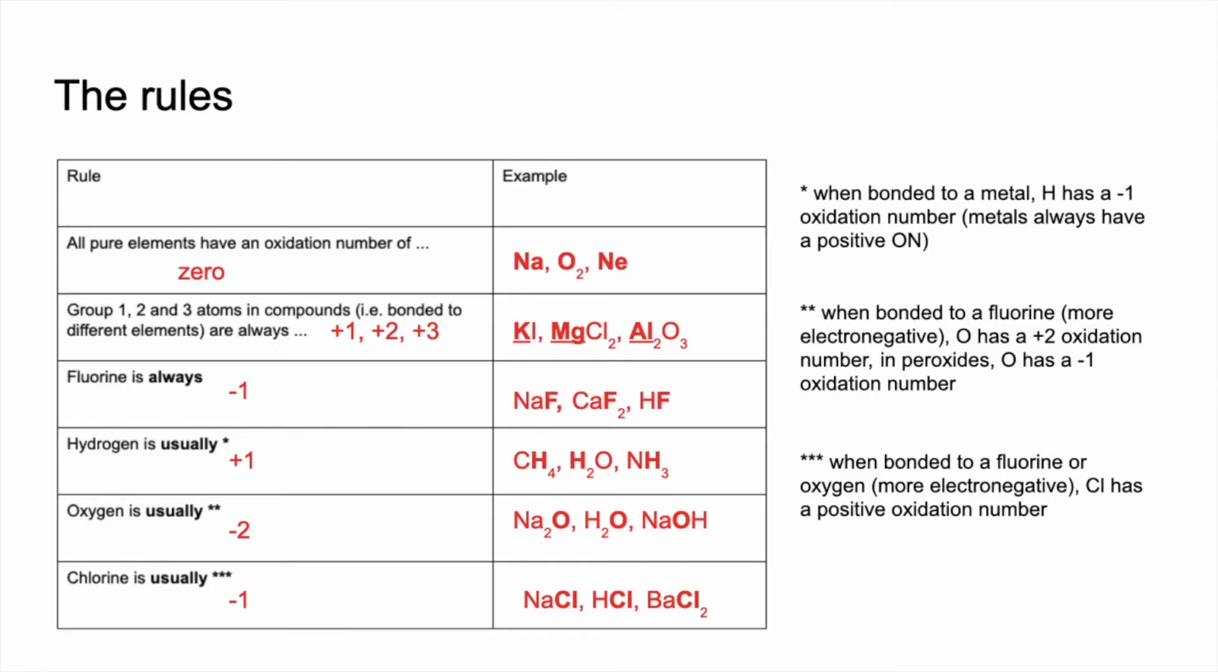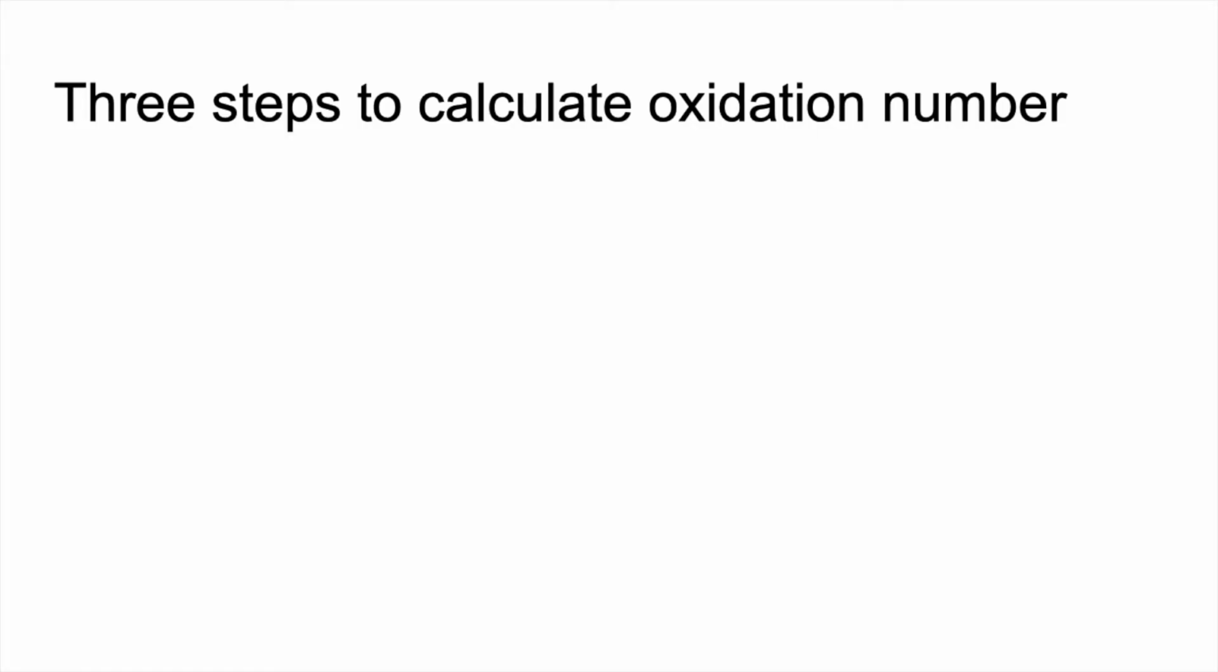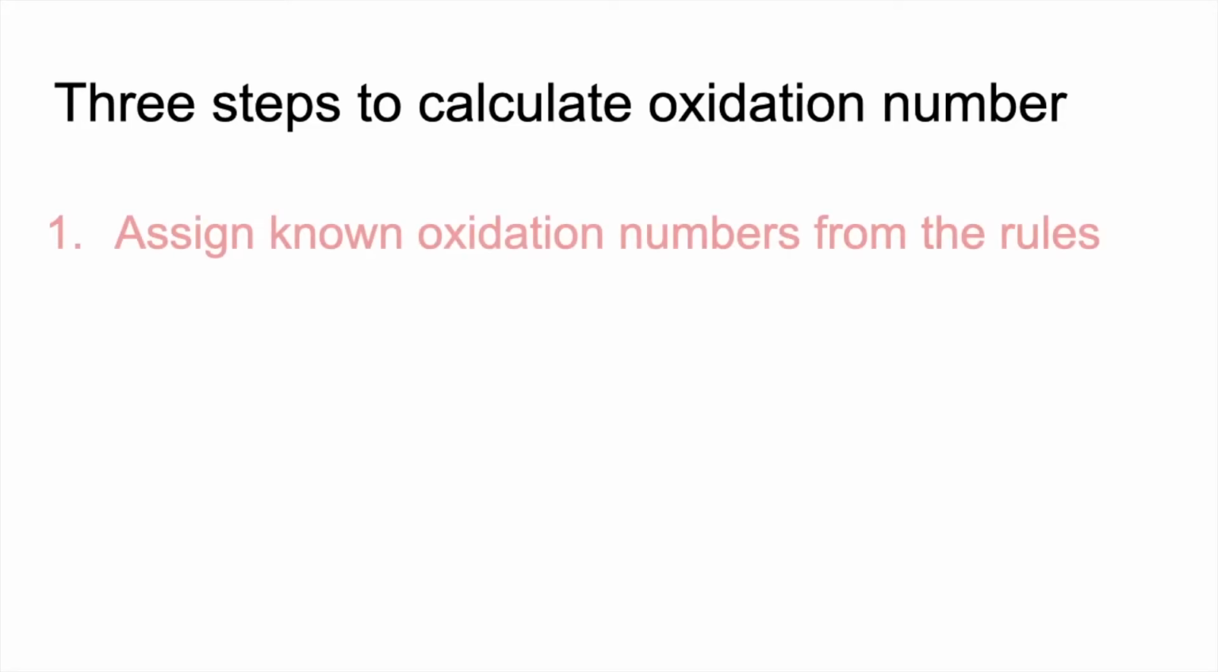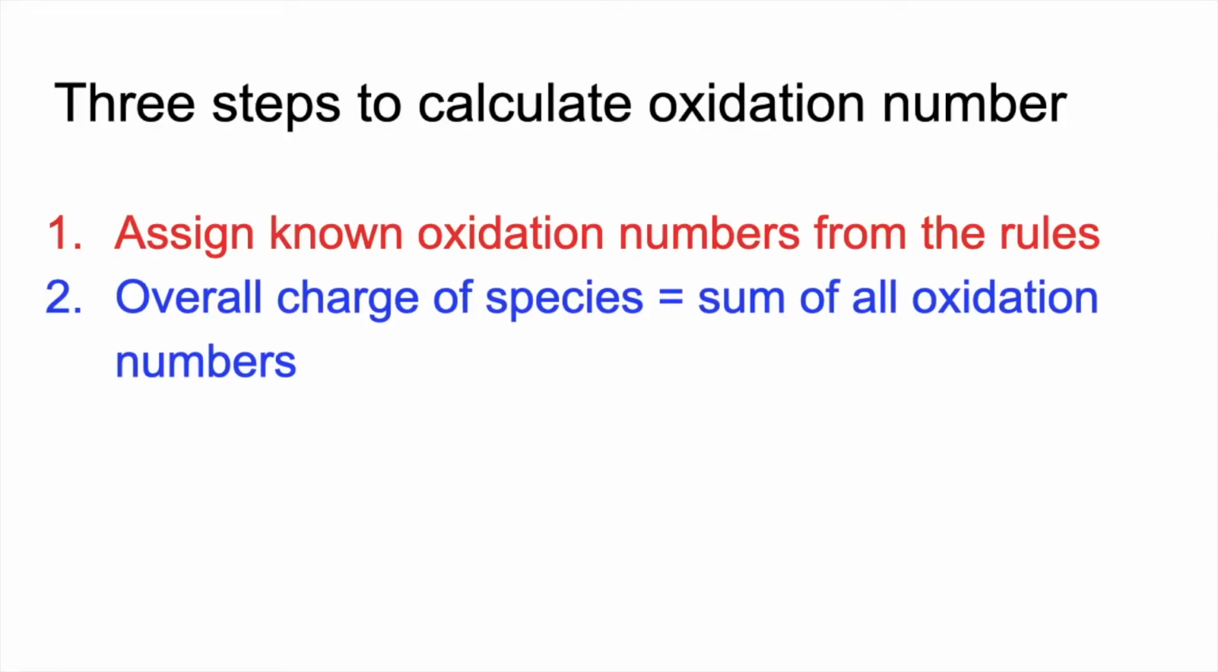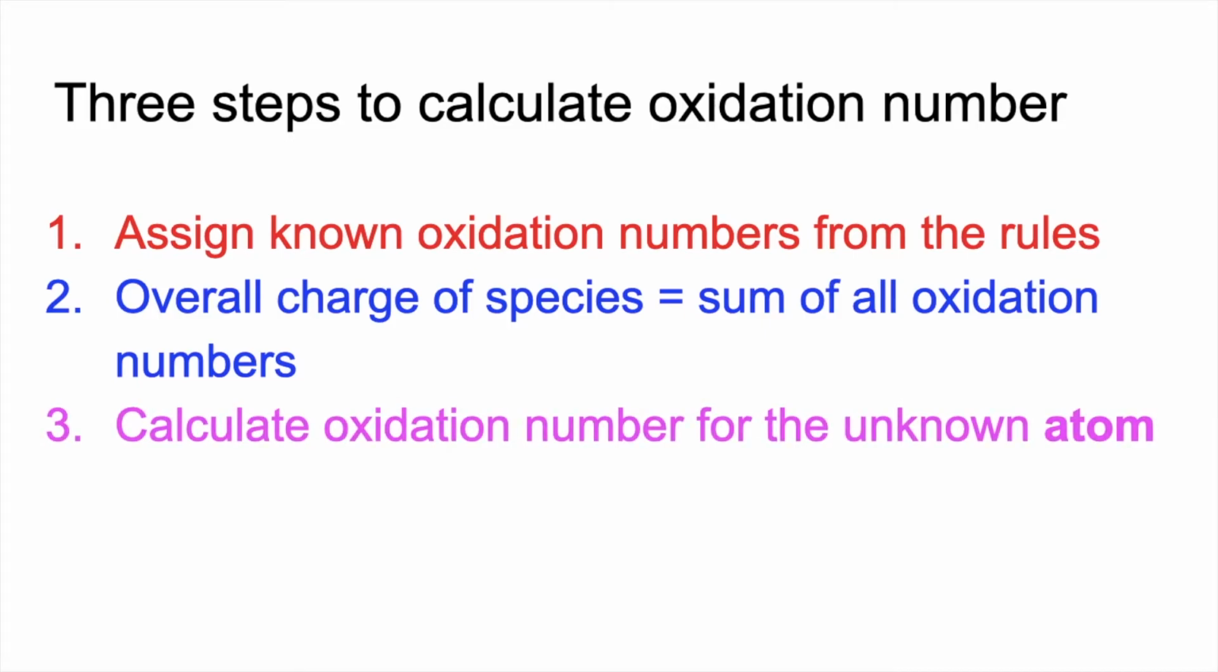Okay, so before we look at some specific examples, I'm just going to run through 3 simple steps that you have to follow to calculate the oxidation number of an atom when it's in a compound. So step 1, assign the known oxidation numbers from the rules. Step 2, the overall charge of the species is equal to the sum of all the oxidation numbers. And the final step, calculate the oxidation number for the unknown atom.